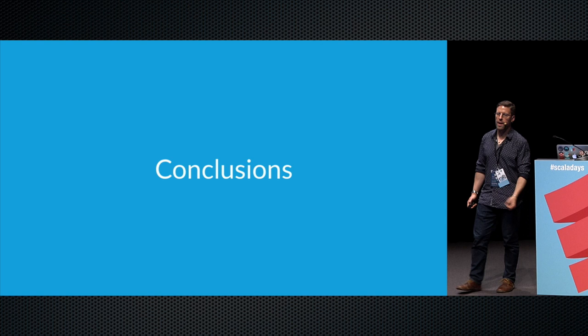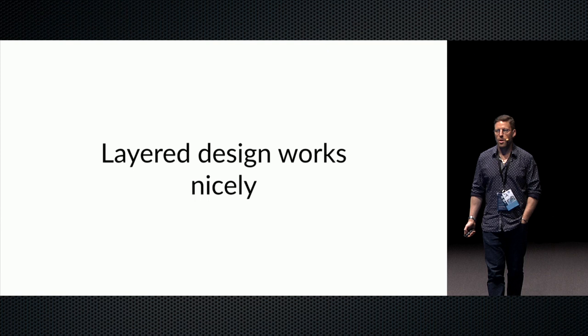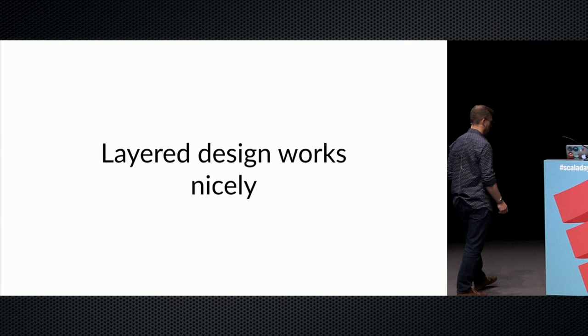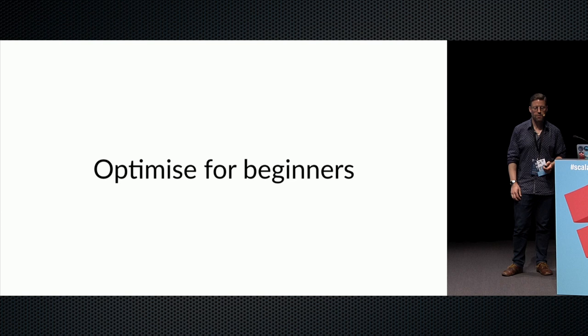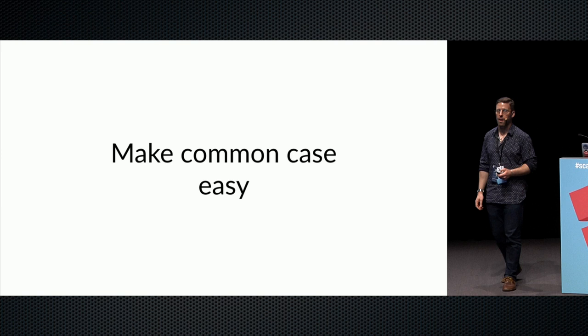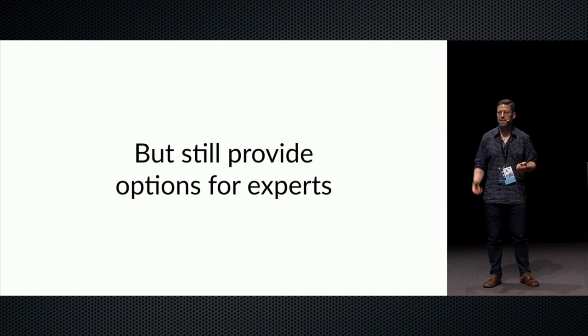What have I learned? What have you hopefully learned? Hopefully you agree that this layer design works nicely. I think it's a good design for Doodle. From each layer, you can also drop down to the layer below if you just need to do a little bit there. I think optimizing for beginners, or basically making the most common cases easy, is a good way to design libraries, but you still want to provide options for experts, and the layer design gives us the ability to do this.